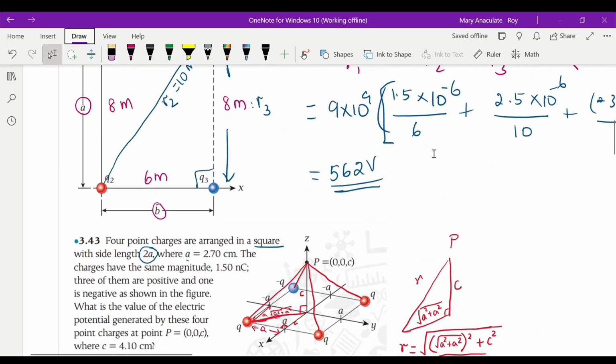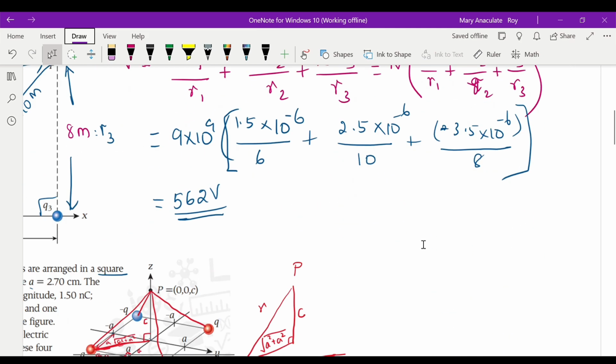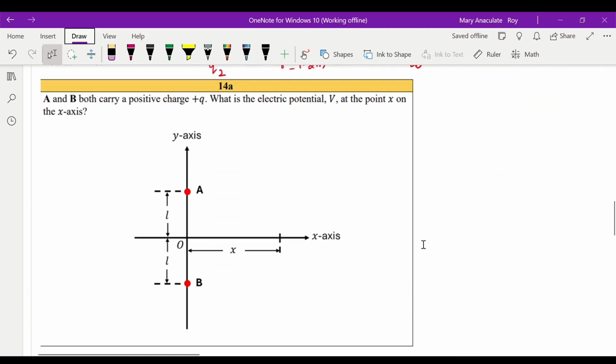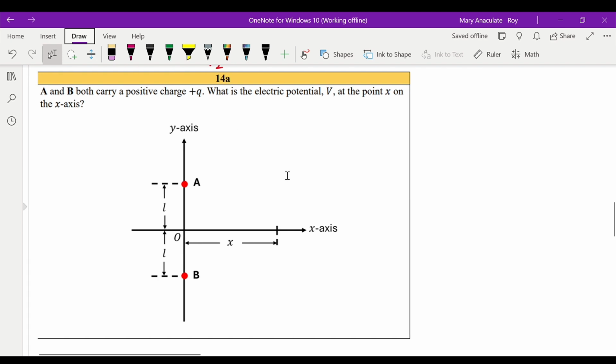Okay, and the last question that's mentioned here in your EOT, this is 14A-B-C from the document or the PDF that was shared. So let's discuss those questions related to the learning outcome mentioned. Here you can see A and B both carry a positive charge. What is the electric potential V at the point X on the x-axis? They've not given you any values here. They've not given what L is or what the charge is. So you are expected to derive a formula, combine all of them, and simplify it as much as you can.